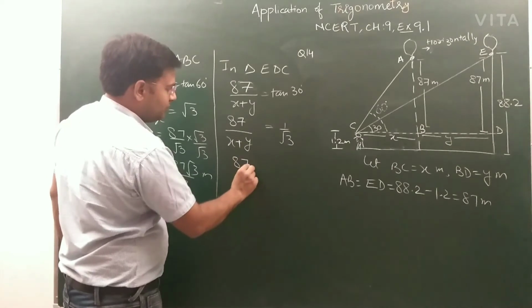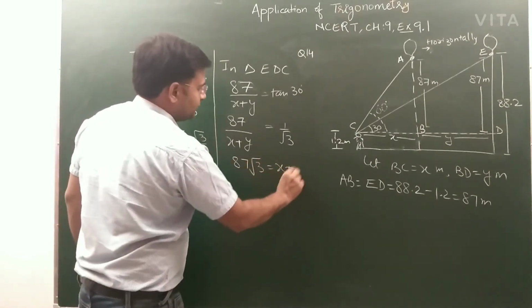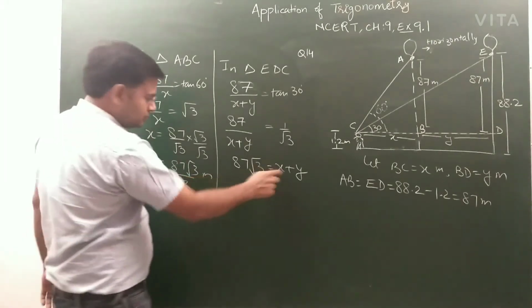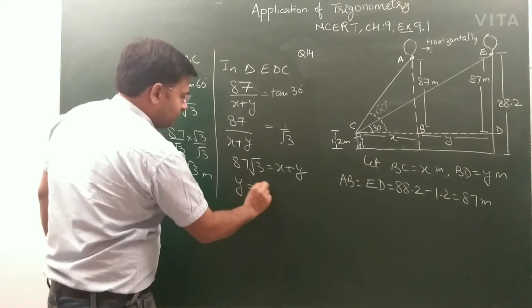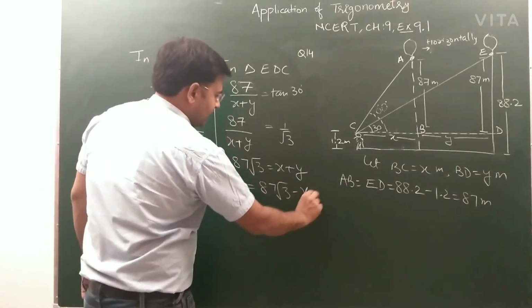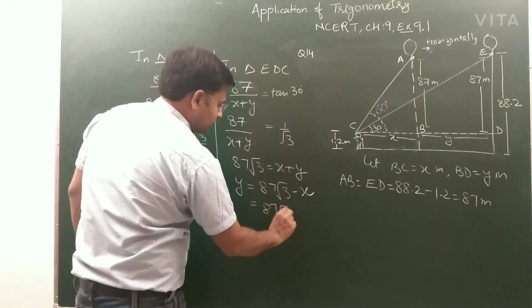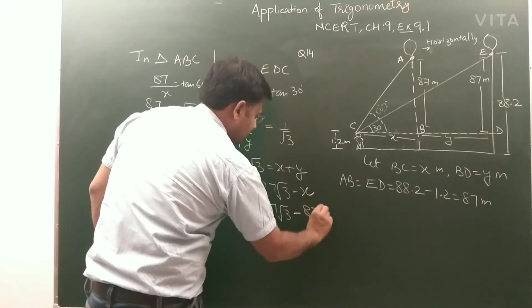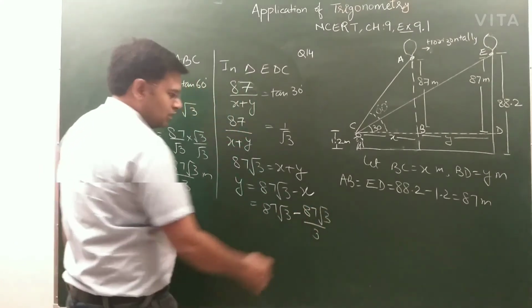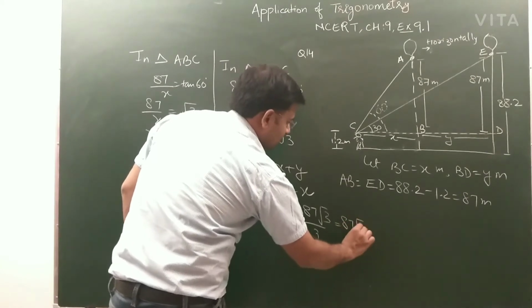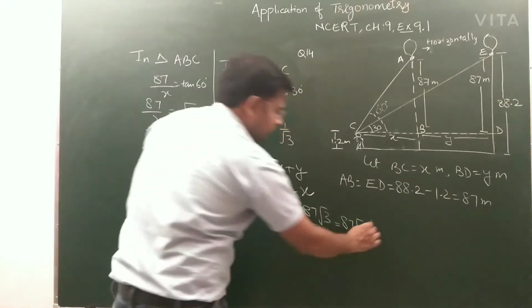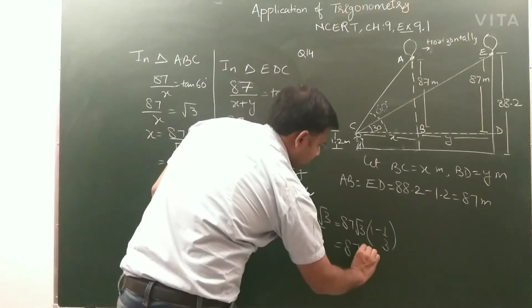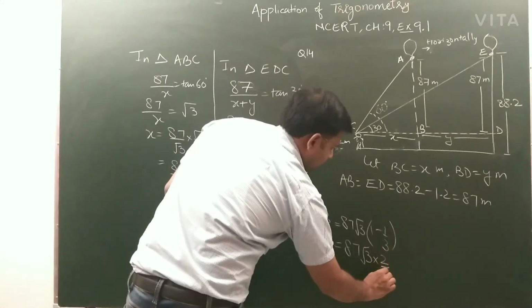We do the cross multiplication. This is 87 root 3 equal to x plus y. Now we have the value of x, so we substitute the value here. So y will be 87 root 3 minus x. So this is 87 root 3, and substitute this value. You write from 1. This is 87 root 3 upon 3. So now you can see 87 root 3 can be taken common. So from here it is 1 minus 1 by 3. So this will be 87 root 3 into 2 upon 3.